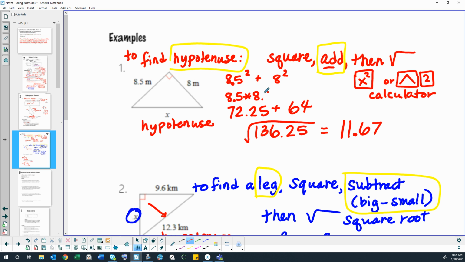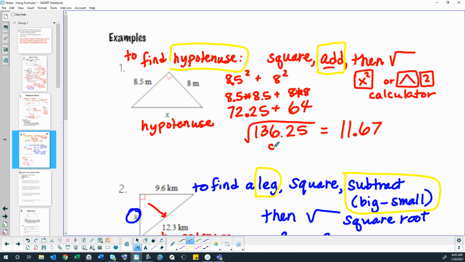So it would be 8.5 times 8.5 plus 8 times 8. So that's what 8.5 squared means, is that we're multiplying those together twice. And then 8 squared means we're multiplying 8 together twice. So that gives us 72.25. I got that number from my calculator. And then 8 times 8 is 64. We add those two numbers together and we get 136.